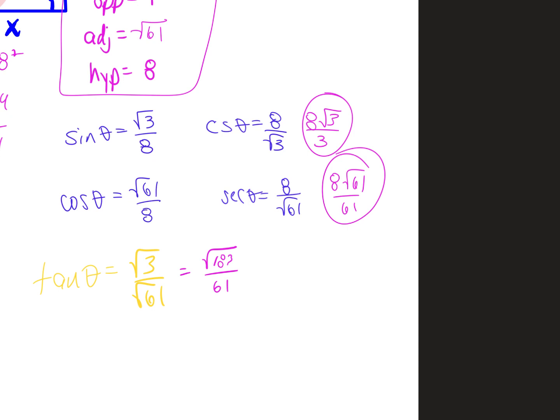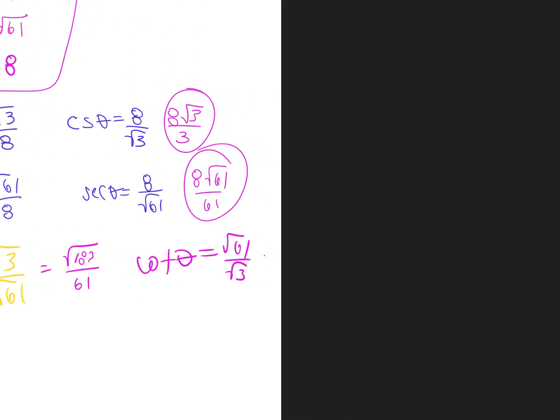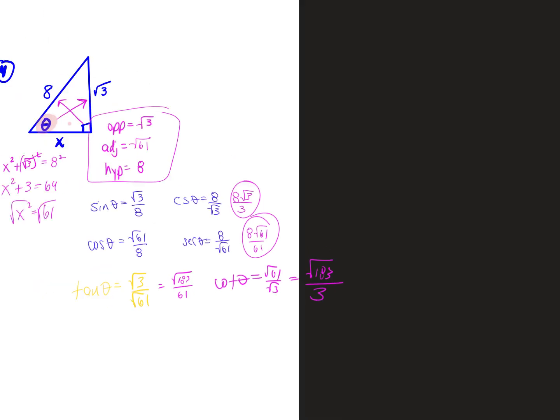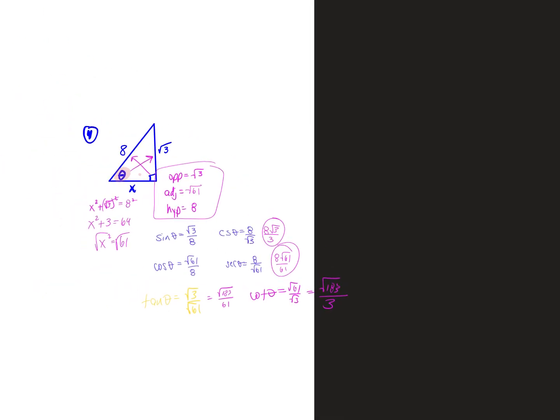And then my cotangent is going to be the square root of 61 over the square root of 3, which when you rationalize is still square root of 183, but this time it's over 3. So again, you can leave radicals in the denominator on your Webasine work. But for a test or a quiz, you need to rationalize. Everybody with me?